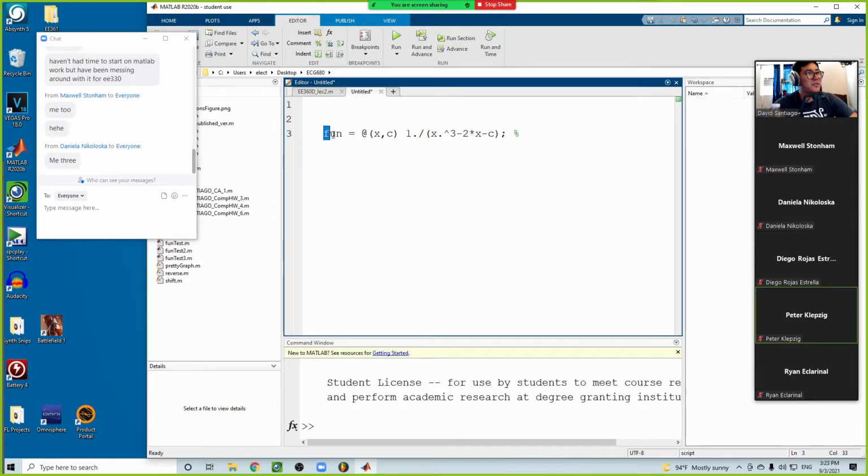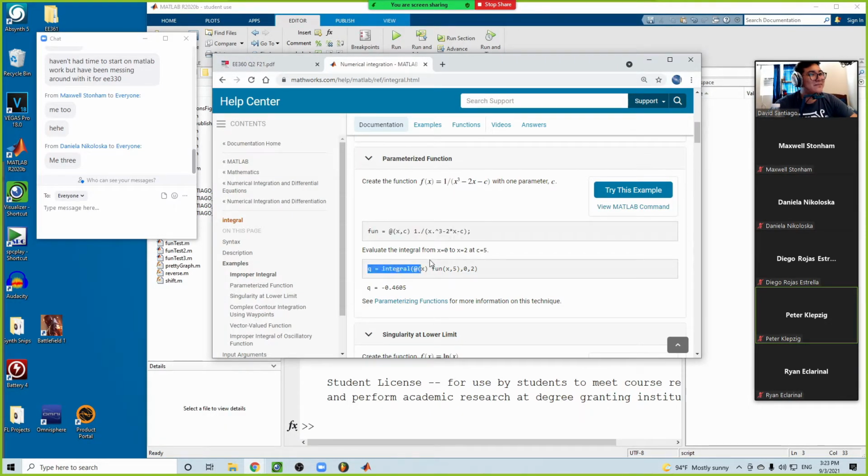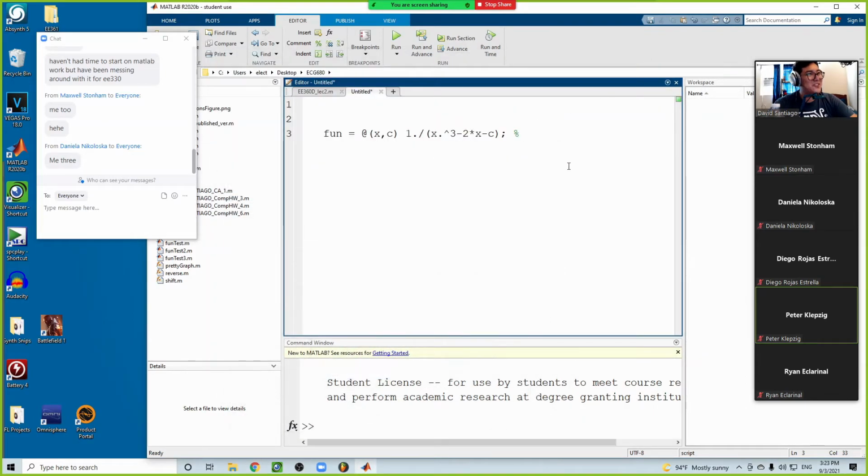So if you were to put this function, let's talk about this. The function that we have is 1 divided by this, where our play variables are this and this. What are they trying to do with this? Evaluate the integral from x equal to 0 to x equal to 2 at a constant. Oh, I know what they're doing. So they're creating a function, but like a pseudo function. Let me show you what this means.